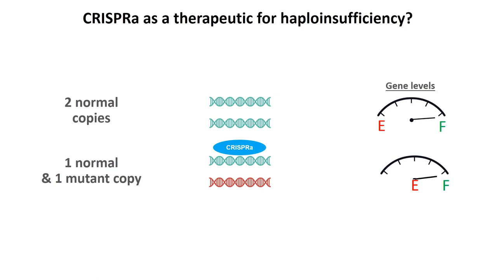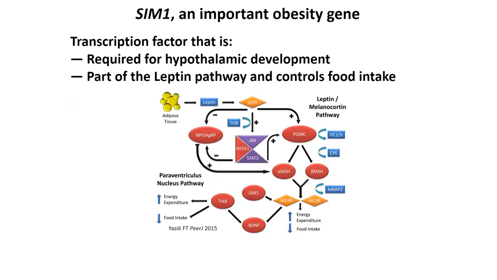We thought hard about what disease to go after. We wanted something quantitative, something that we can measure, that even if we just increase a little bit the expression of the existing copy, we might be able to see some sort of phenotype. And so we came up with obesity in this case. We chose a gene called SIM1 for our initial studies. It's a transcription factor that's involved in the leptin pathway.